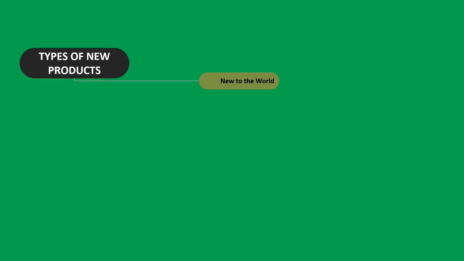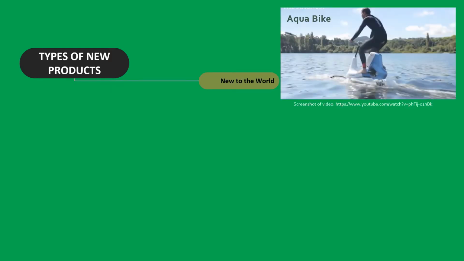We begin with decisions related to designing new products. There are different types of new products. Products that are new to the world. These are inventions such as an aqua bike, a bike that allows you to cycle on water.